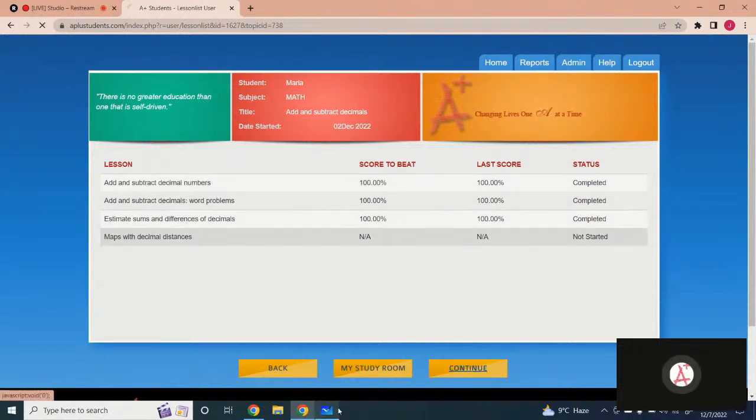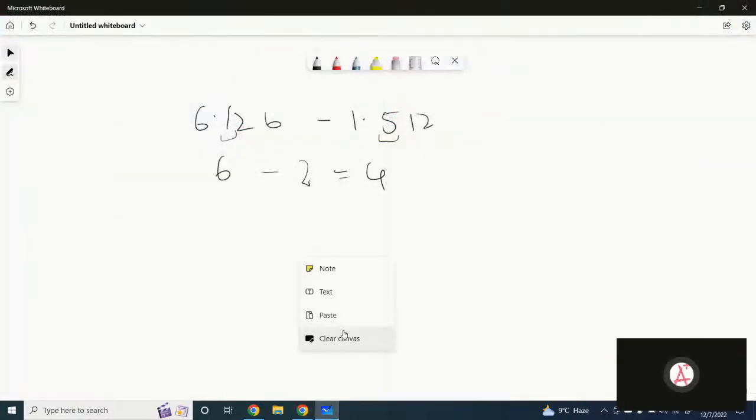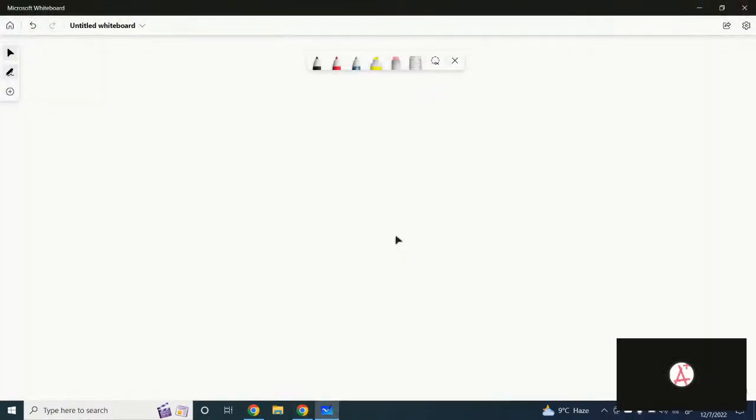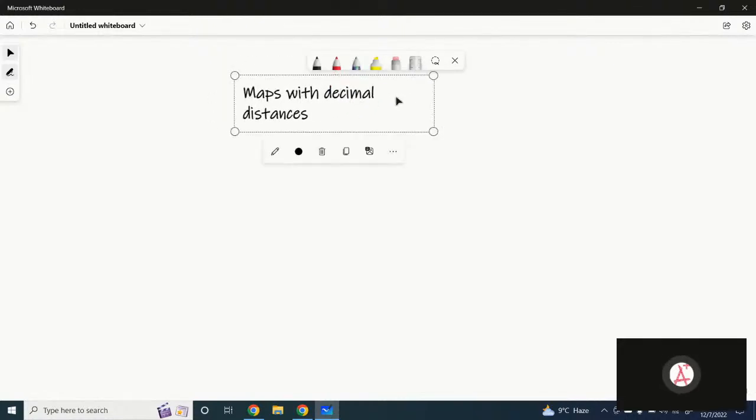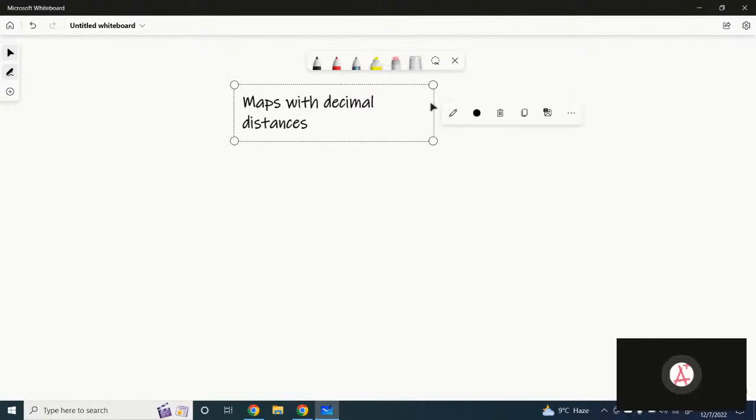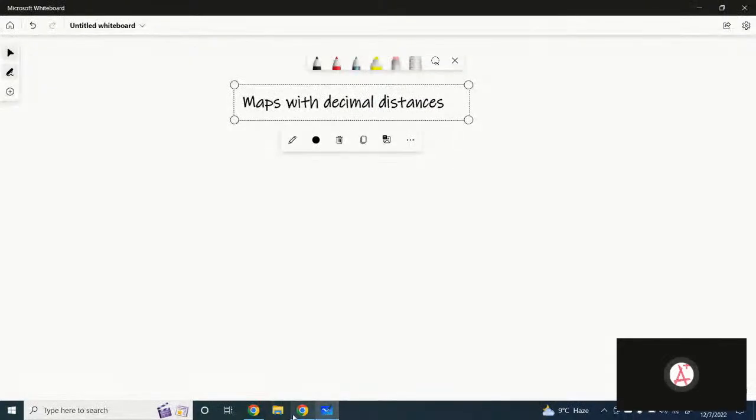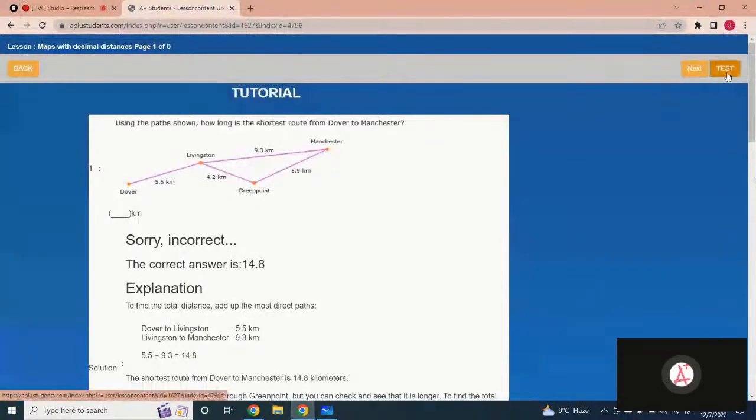Okay, the next one is maps with decimal distances. Let me write down the lesson name. The next lesson is maps with decimal distances. Okay, here is the lesson name. The lesson name is maps with decimal distances. Okay, let's start with the first question.